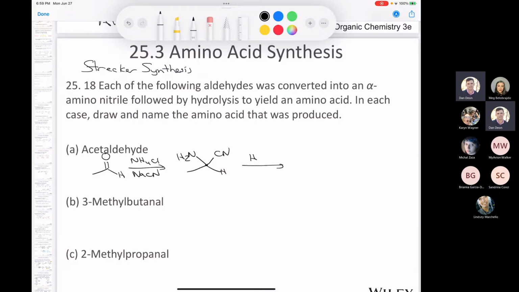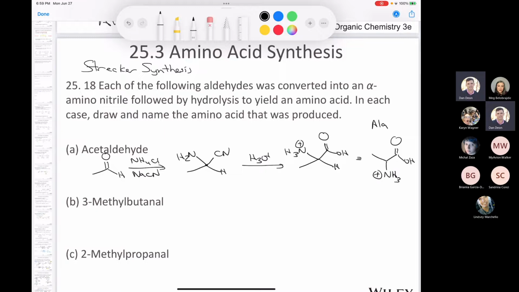Then we're going to cook that in some acid, and we're going to hydrolyze that to a carboxylic acid like this. And then we have this. Now, I've drawn it a little bit differently, but this is the same thing as if you were to draw this. It's identical. And so that is alanine. So we end up with alanine. And again, it's racemic.